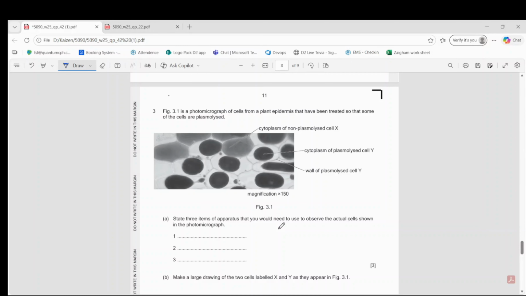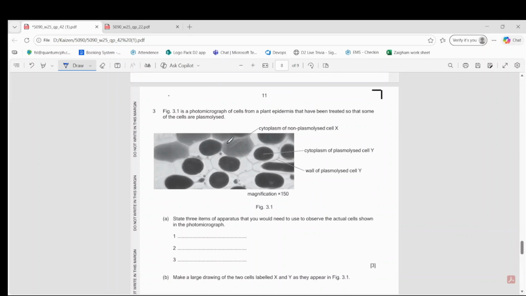Microscope. Okay, so a microscope cannot work without light, right? Slide. Prepared slide, we can use a slide, we can use a microscope, and we have to use a light source. For example, a lamp is a light source. Without light you cannot see, because right now we are using a light microscope.